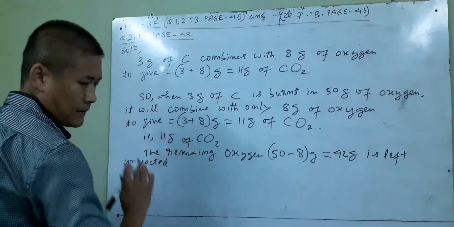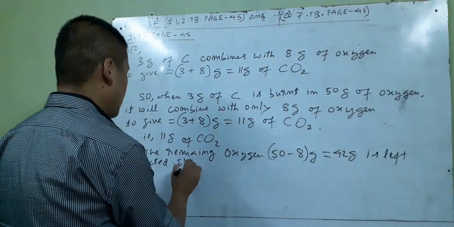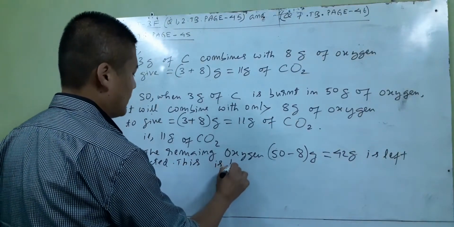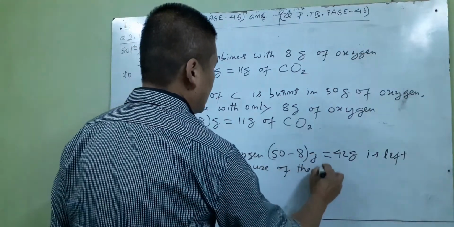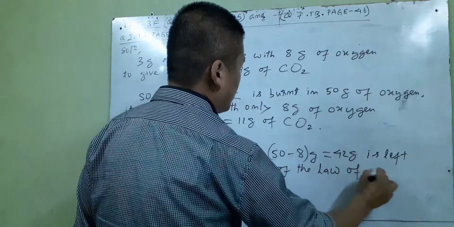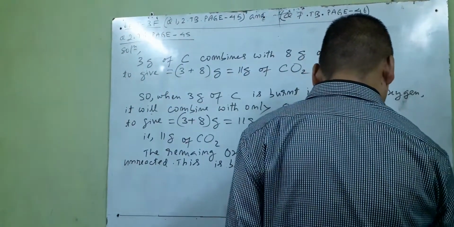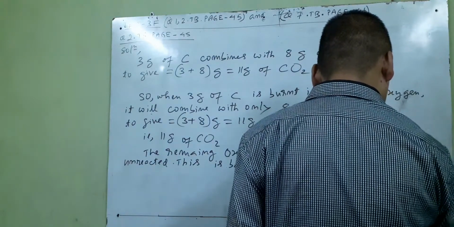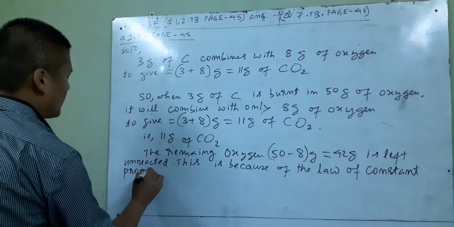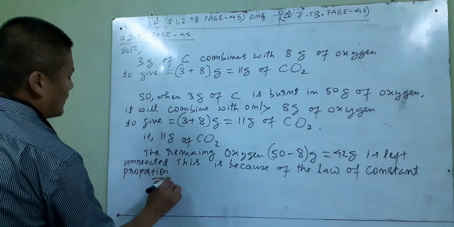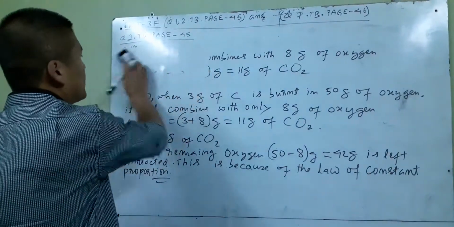Unreacted. Remain unreacted. This is because of the law of constant or definite proportion. Some textbook call it constant proportion, meaning is same, constant proportion of compounds or fixed proportion of compounds. That is your answer. Now let me explain it in a corner. You write it so that you can understand this.